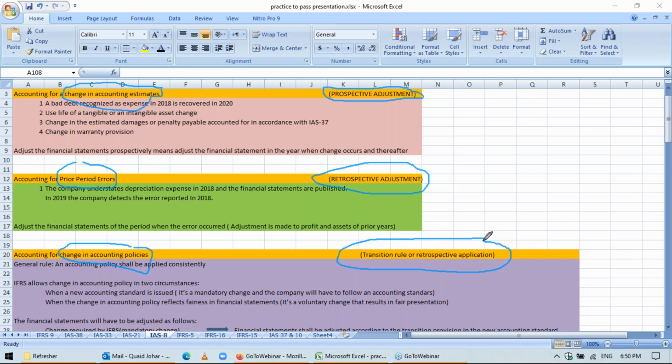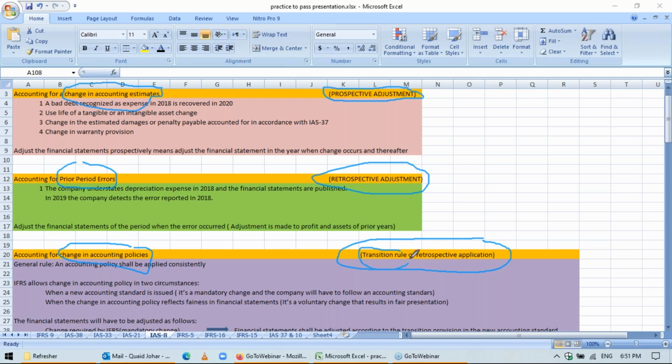How will you follow it? How will you apply it? It will be according to the rules given in the standard. As the standard says, you will be using that rule. In one of the standards, like in borrowing cost, once a change occurred, they said to apply it prospectively. So even though it was a change in policy, we had to apply it prospectively. It depends on the standard, and that principle that tells you how to apply the new policy in the accounting standard is known as the transition rule.